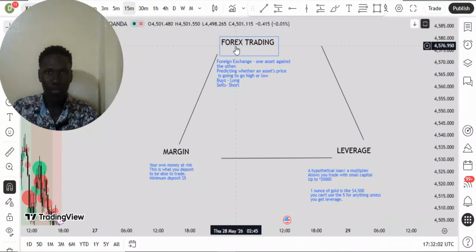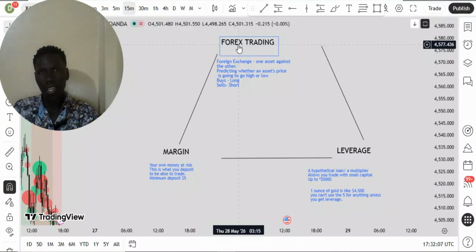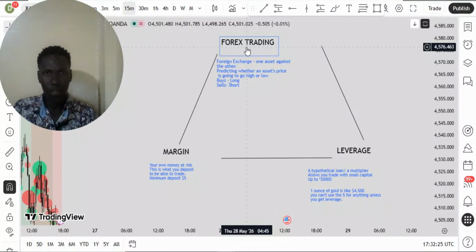Forex simply stands for, the FOR stands for foreign, right? And the EX is exchange, so foreign exchange. What that means is that we are comparing two things. We are trading two assets. So it's always one asset against the other. Like the euro against the dollar, so either as euro USD, right? And then gold against the USD.